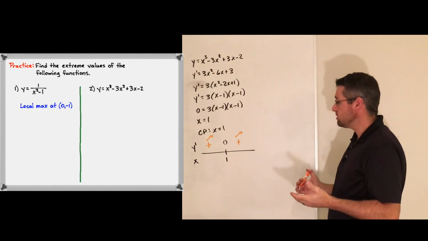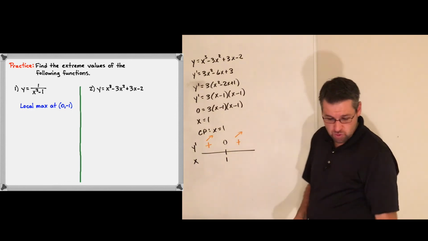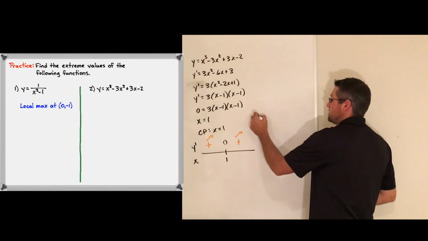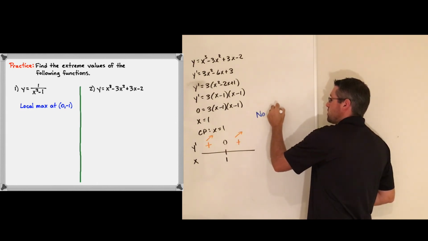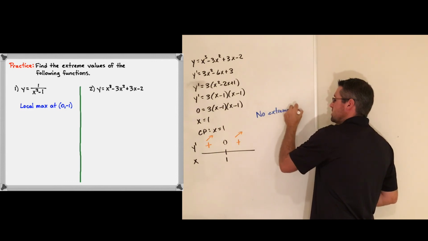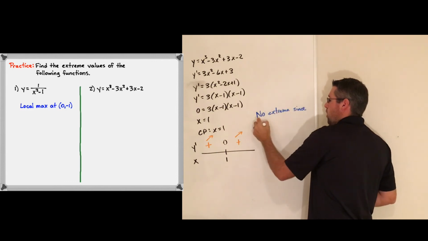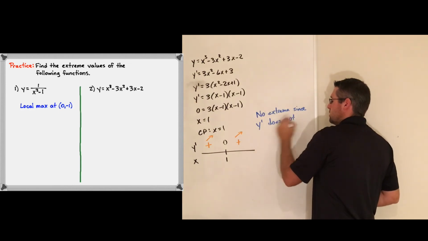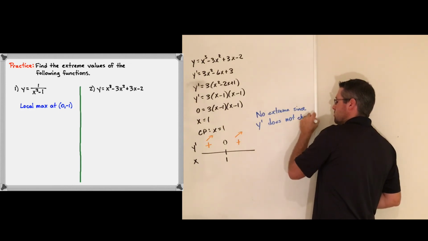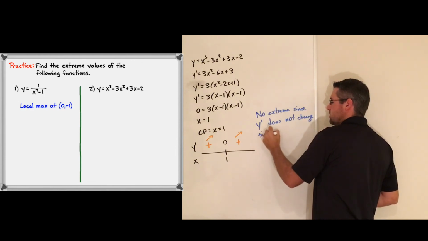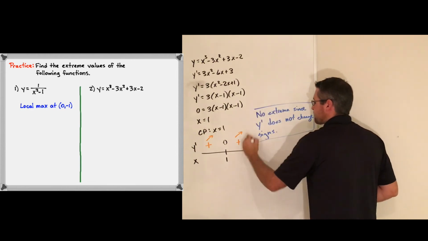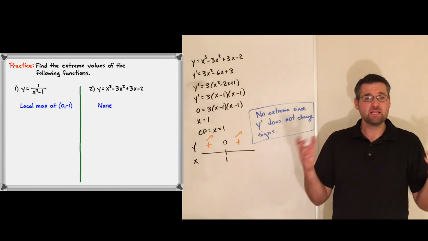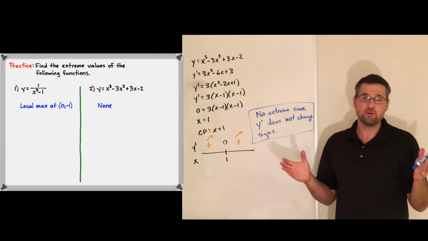The bottom line is there is no relative extrema since the derivative does not change signs. So we would say no extrema since y prime does not change signs. And that's our answer for that problem there. Okay. So there we go. So that's the lesson today on extreme values.